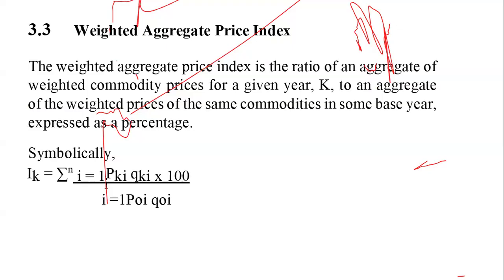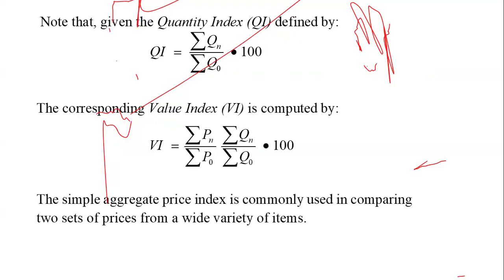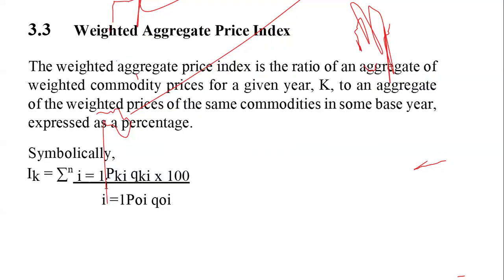So that is that. Then we come to the next one, which is the weighted aggregate price index. The other one we just left is the simple aggregate price index. And we are looking at the weighted aggregate price index. The weighted aggregate price index is the ratio of an aggregate of weighted commodity prices for a given year, say K, to an aggregate of the weighted price of the same commodities in some base year expressed as a percentage.